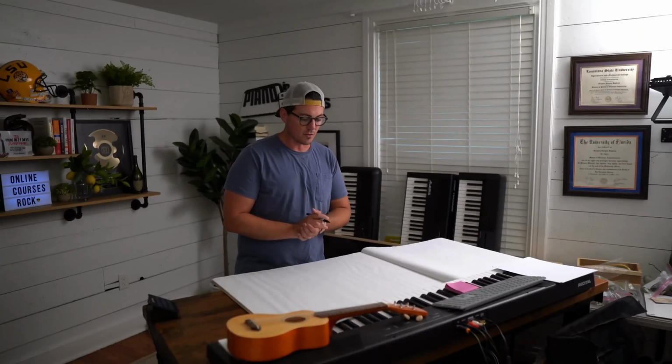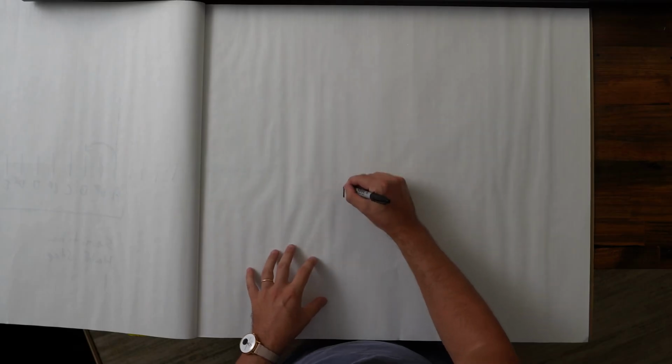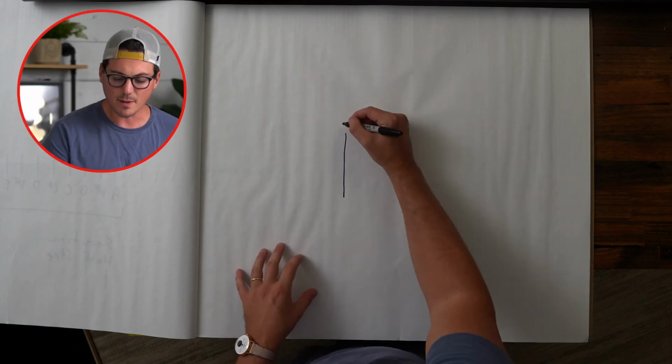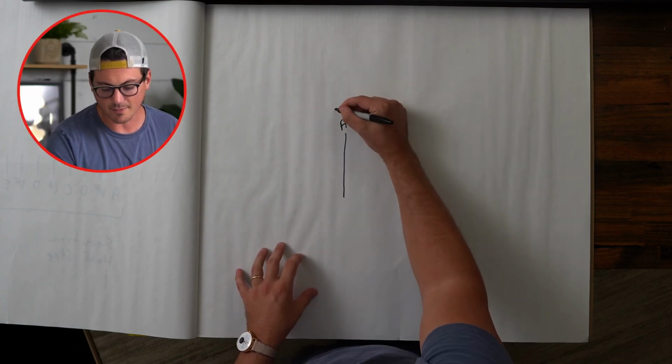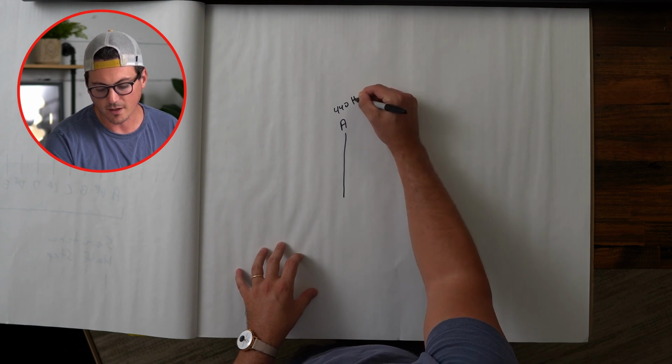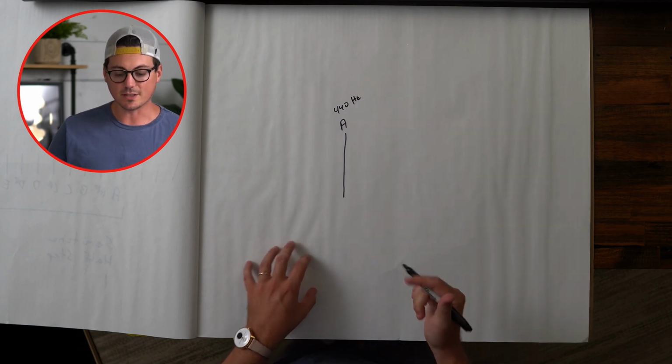Let me rearrange some things here. Okay, well, let's just start with any random note. This line right here is going to represent that middle A that we were referring to, which happens to be vibrating at 440 times per second, all right?